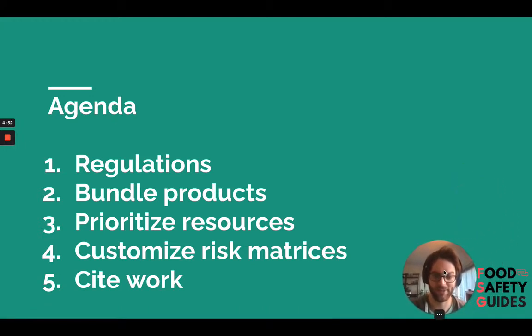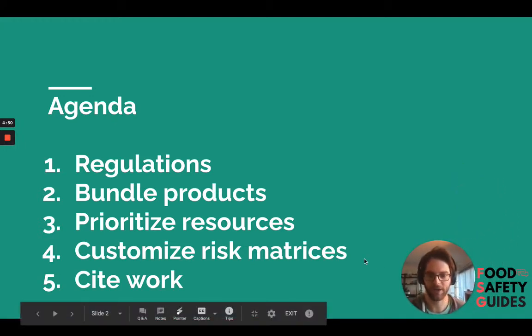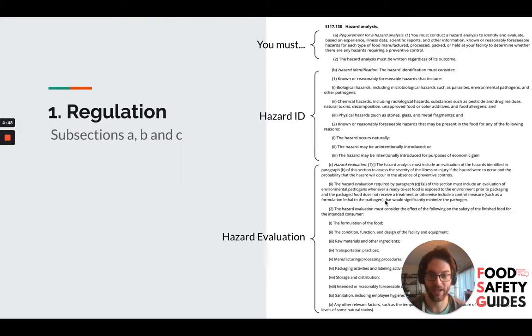So let's dive in. We're going to kick it off with the regulations associated with hazard analysis. And there aren't a lot. So we're just going to be looking at preventive controls for human food regulations. At the very top, you can see there's a small section A that says you must do this. You must determine whether there are any hazards requiring a preventive control.